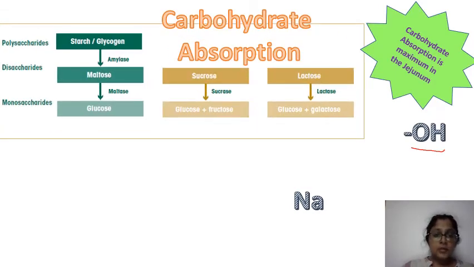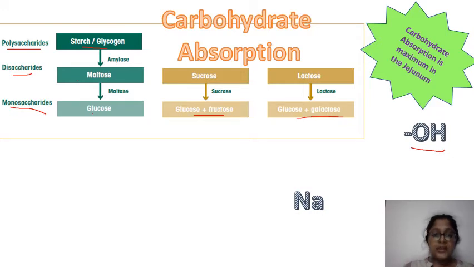So any carbohydrate, whether that is starch, which is a polysaccharide, or any disaccharide like maltose, sucrose, lactose, all of them get converted to monosaccharides before absorption. The monosaccharides of carbohydrate, in any form, are glucose, fructose and galactose.